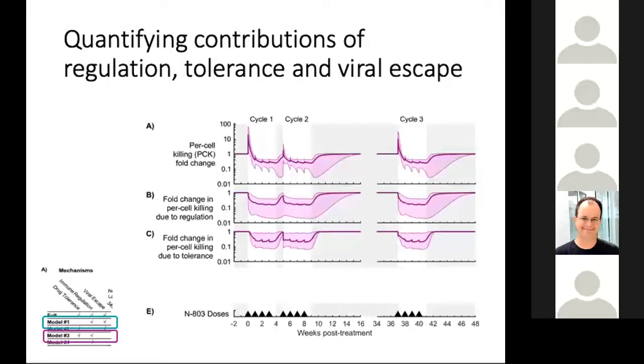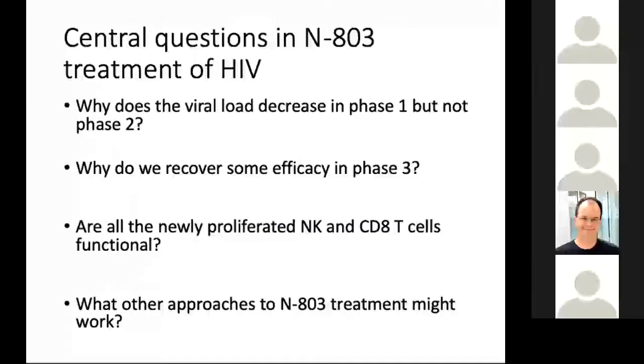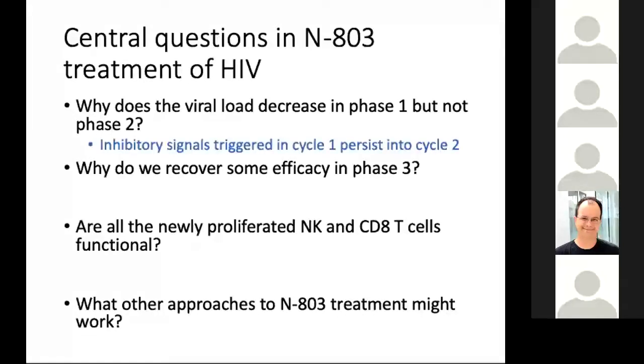So now let's go back to our central questions for this treatment. So why does the viral load decrease in phase 1, but not in phase 2? And so what our model suggests is that inhibitory signals, including regulatory markers and either the tolerance or the viral escape, triggered in cycle 1, still persist by the time that cycle 2 starts. So the local conditions are not good for N803 treatment by the time that cycle 2 starts.